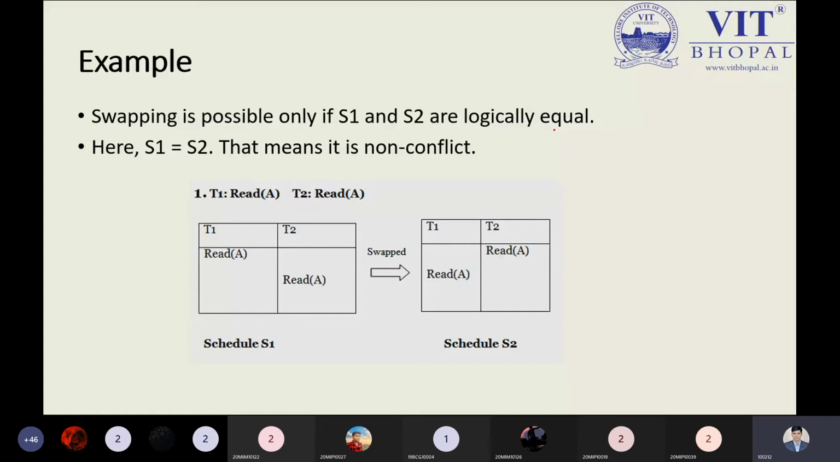As I told you, you can swap the operations. You can swap two different operations, but keep in mind you must be providing logically equal operations. So that is the point.